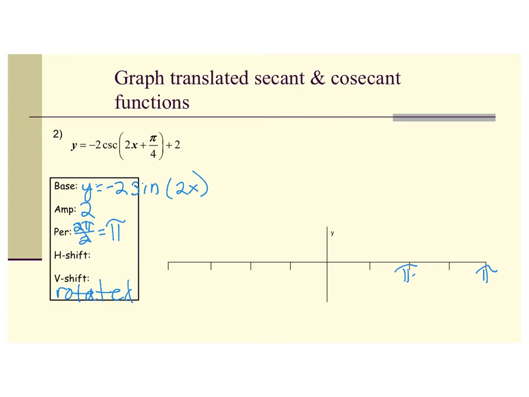Pi over 2, pi over 4, 3 pi over 4. Negative pi over 2, negative pi over 4, negative 3 pi over 4. My amplitude is 2, 1, 2, and 1, negative 2. Okay, now I'm going to graph this. Remember, being sine and negative, I'm rotating it, so instead of going up, I'm going to drop.